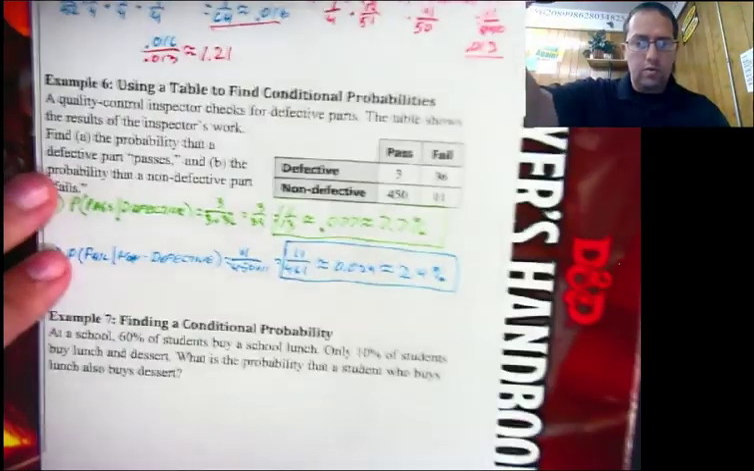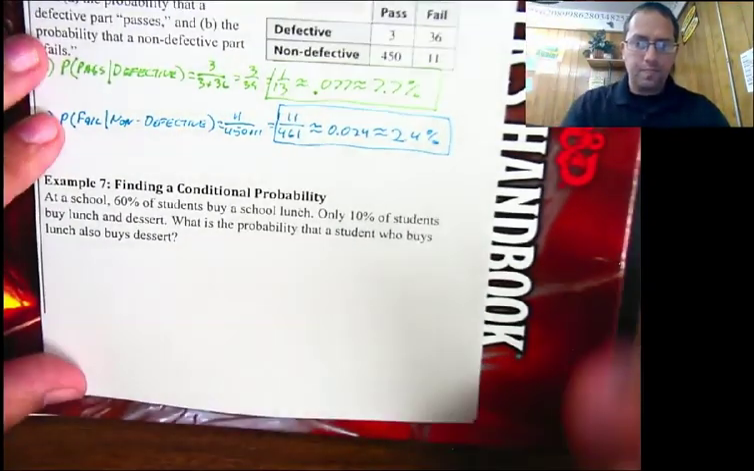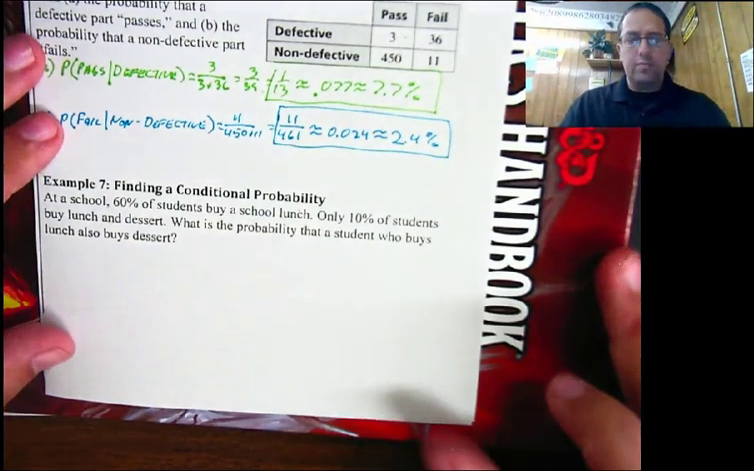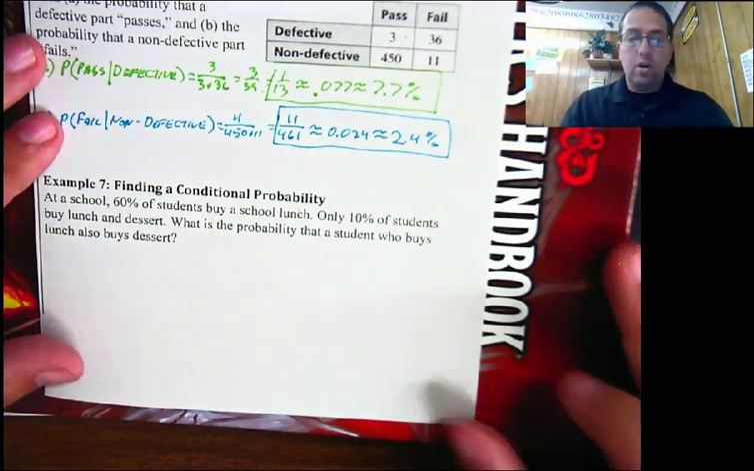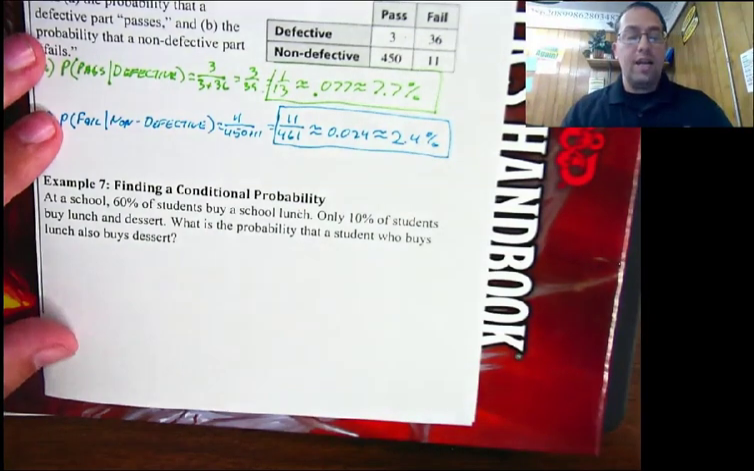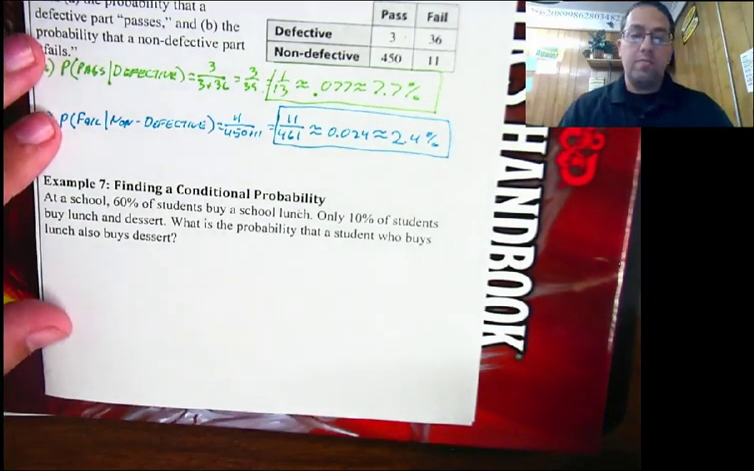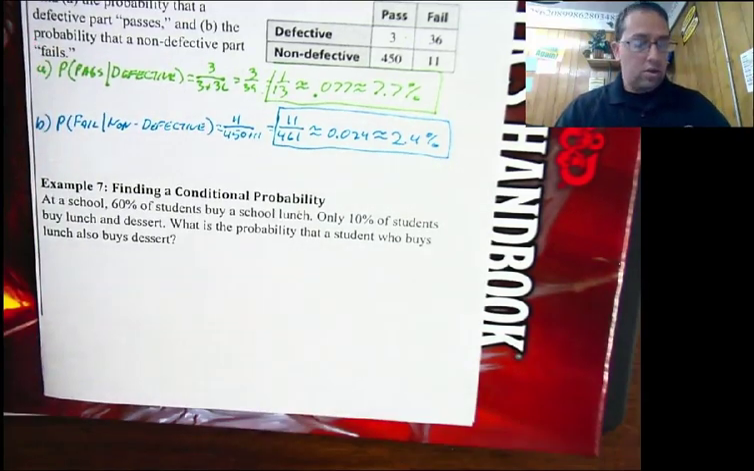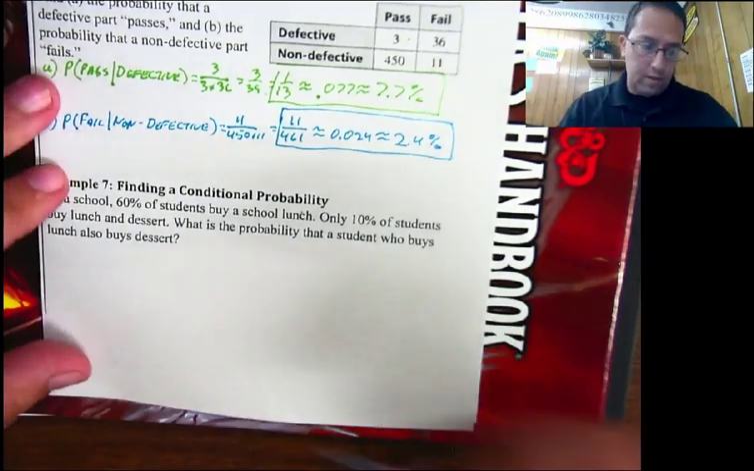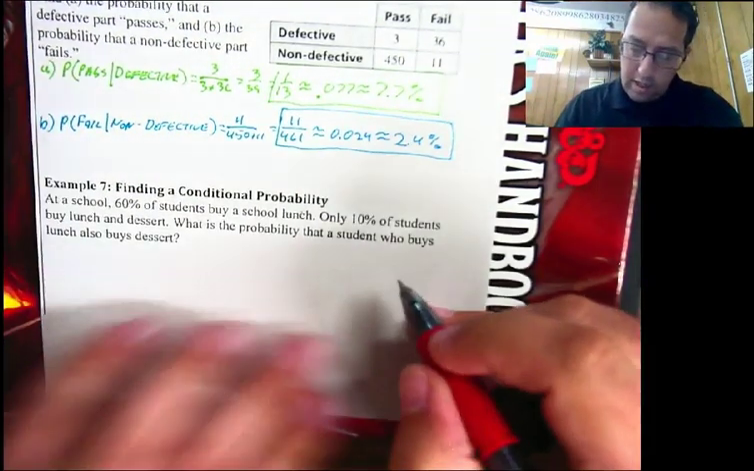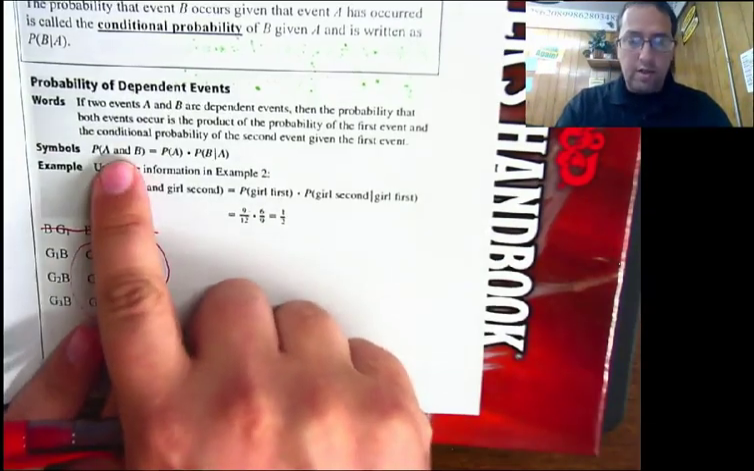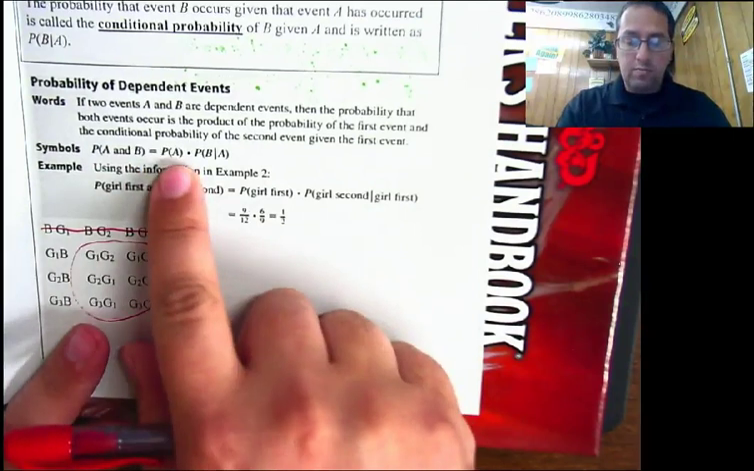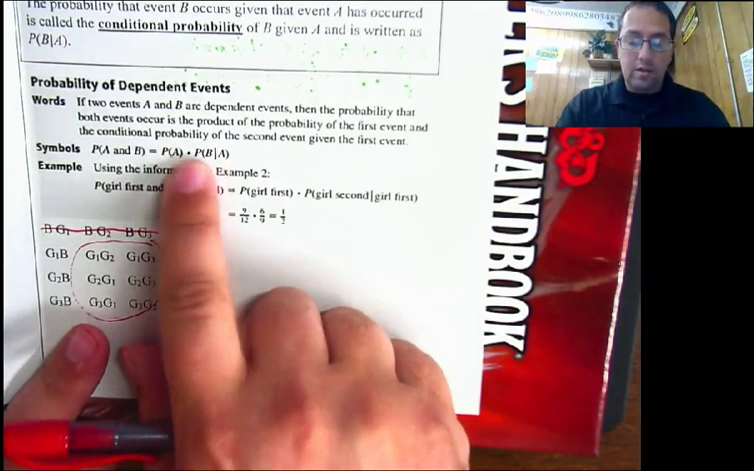Last question. We want to find a conditional probability. So at a school, 60% of students buy the school lunch. Only 10% of students buy lunch and dessert. We want to find the probability that a student who buys lunch also buys dessert. Okay, so what this is saying, let's take this. If you remember our formula, the probability of both happening is equal to the probability of the first one, times the second one given the first one already happened, right?